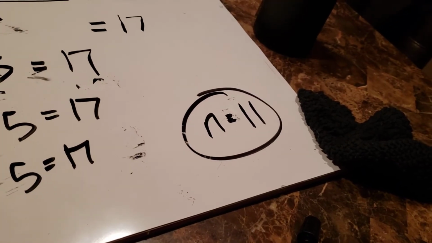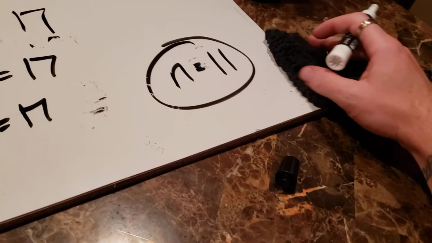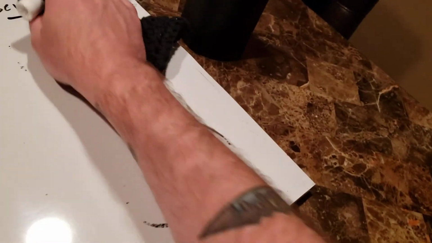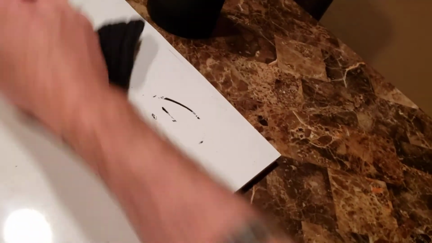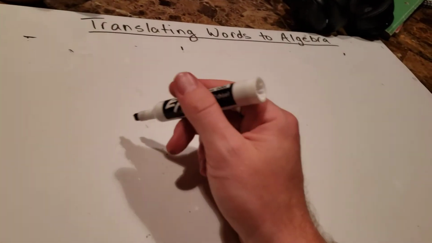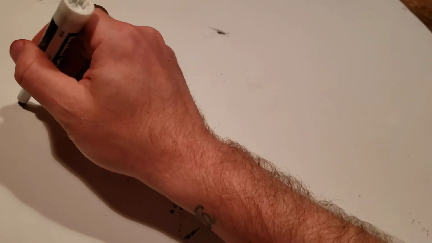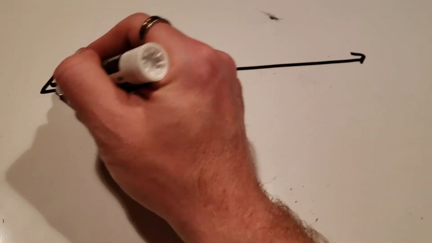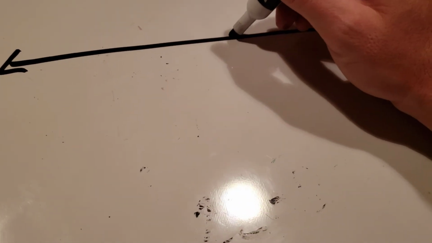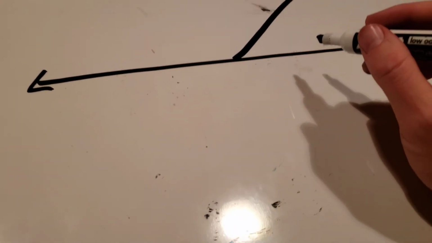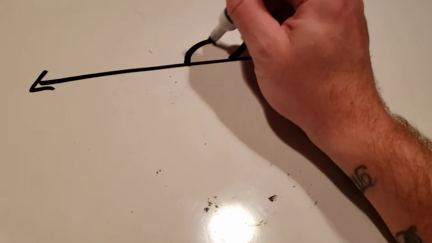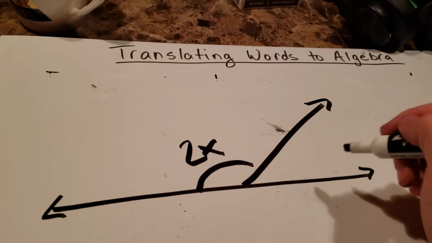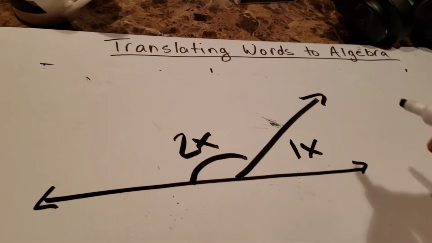All right, so now let's look at a geometric formula and try to use that information to set up an equation to solve. All right, so we've got a straight line. Sorry about that. And then we've got a ray coming from that line that looks something like that.